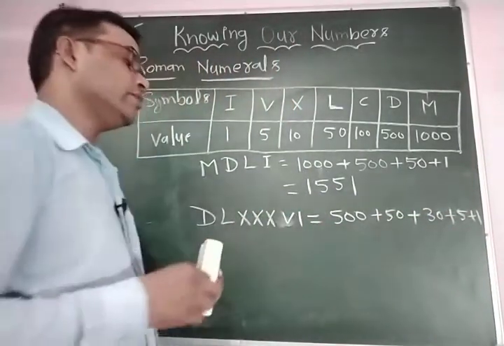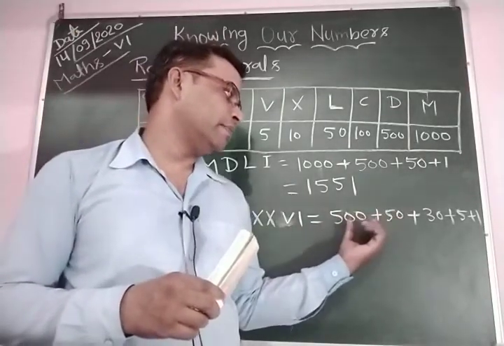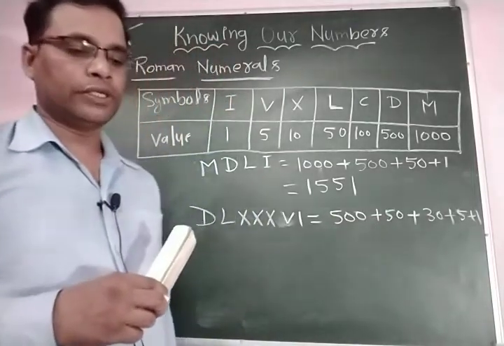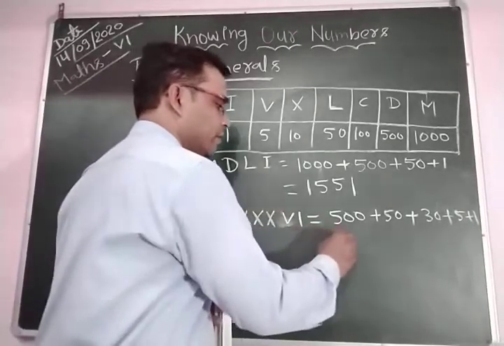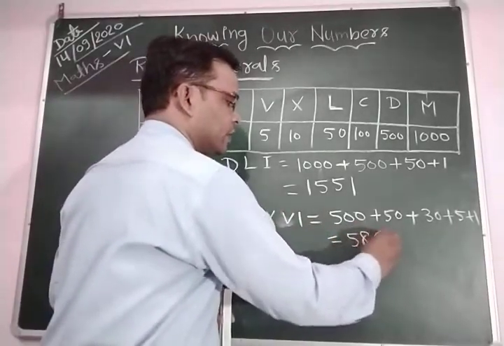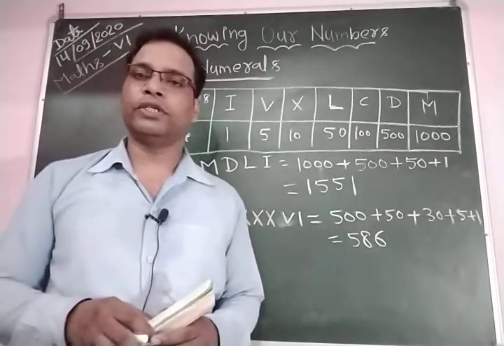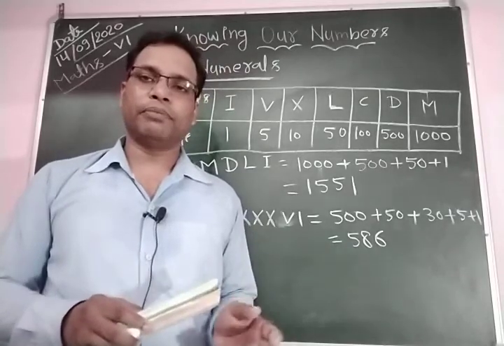Okay, so in this way, if you sum this, 500 plus 50 plus 30 plus 5 plus 1, this is equal to 586. So I hope all have understood this question. Now one more example.